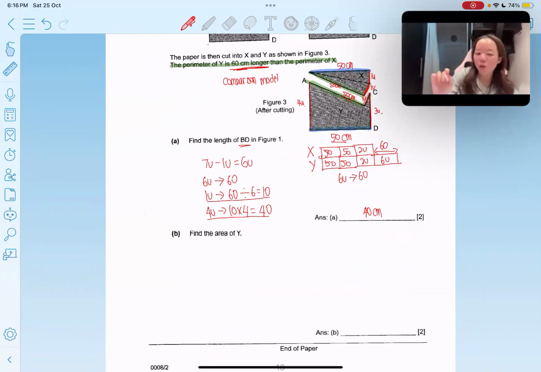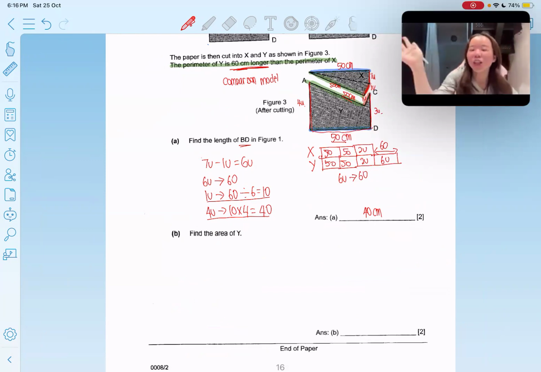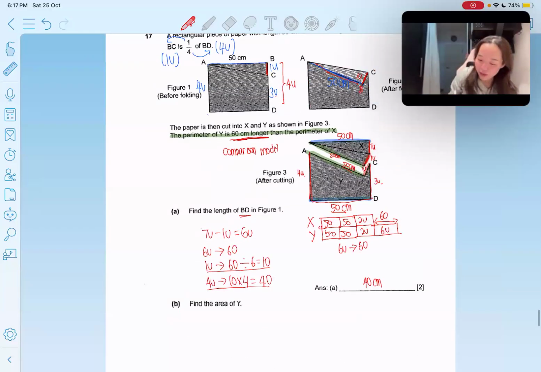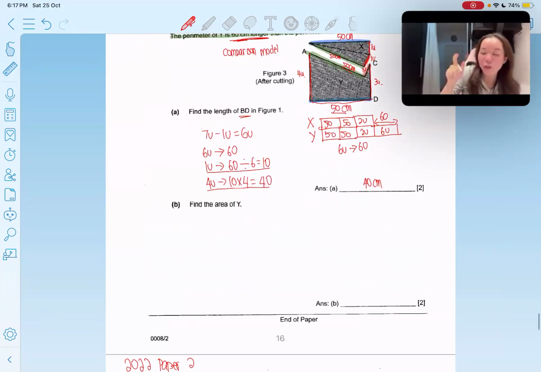So find the area of y. If you look at y, can you see that this is actually a composite figure? It's not the regular rectangle, square, triangle, circles that we learn. It's a composite figure. So usually for a composite figure, you usually take a big area minus a small area. Most of the time it's like that. So what can I do? I can find the whole rectangle minus away x. So to find y, I just need to find the whole rectangle minus x.